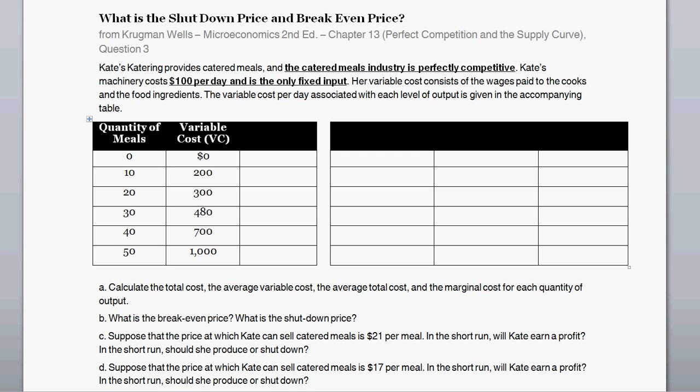This question is taken from Krugman-Wells Microeconomics Second Edition, and the chapter that covers perfect competition and the supply curve.